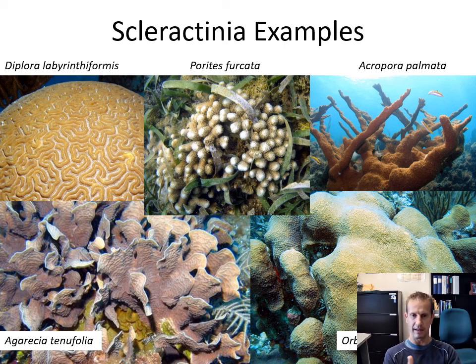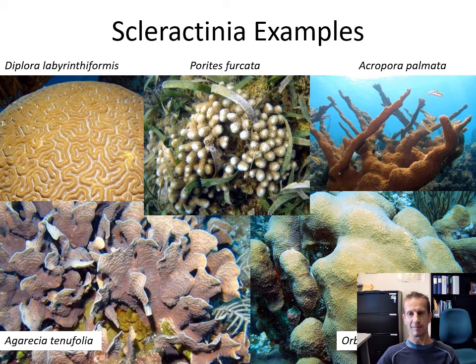Agaricia tenuifolia, the lettuce coral, which grows in these thin lettuce-like sheaths. And Orbicella faveolata, the mountainous star coral, which has these knobby mountain-like mounds. And this is just 5 species of corals found in the Caribbean. There is a tremendous diversity of coral form in coral species from around the world.